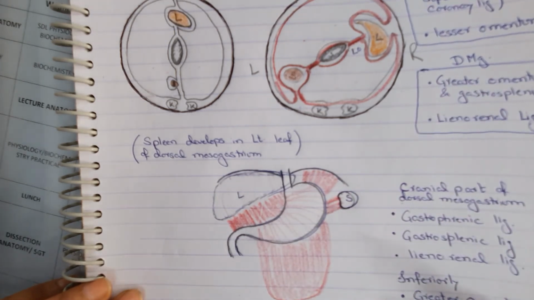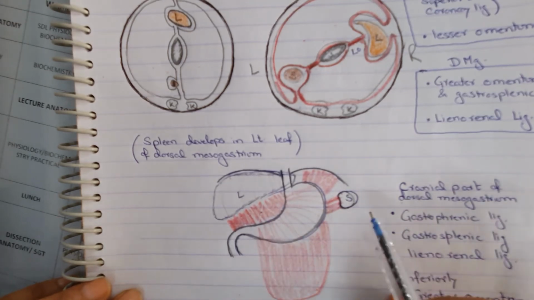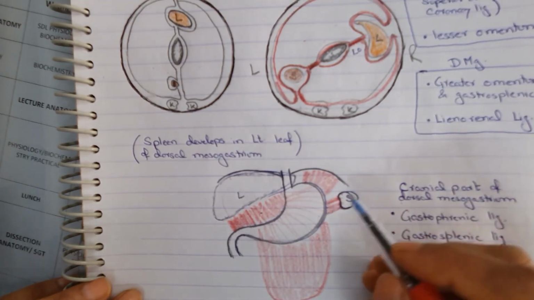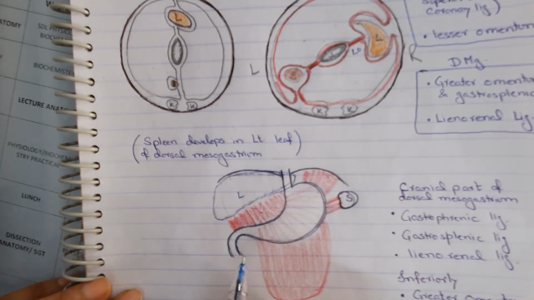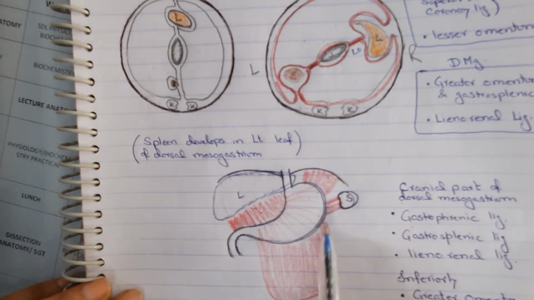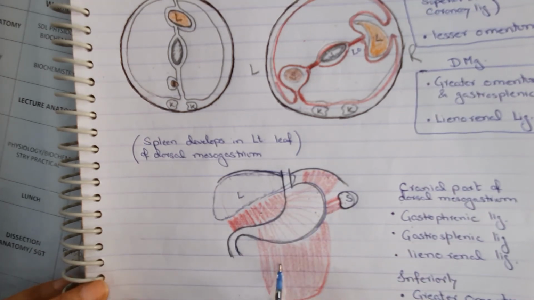So what do we see? We see the ventral mesogastrium forming the lesser omentum here. The dorsal mesogastrium, the cranial part, forms the gastrophrenic ligament. Then the gastrosplenic ligament, and the lieno-renal ligament from the spleen to the kidney, and inferiorly it forms the greater omentum.